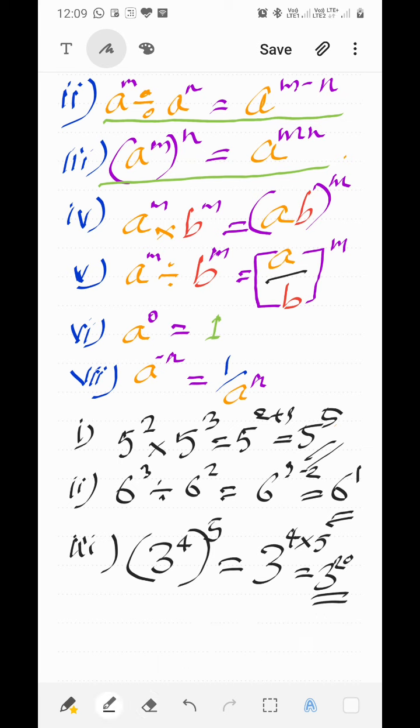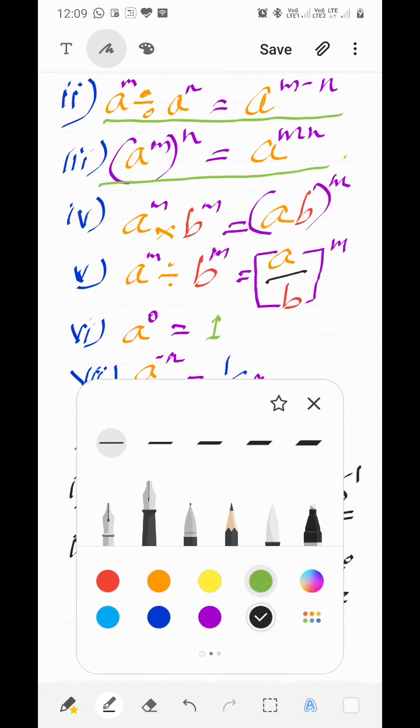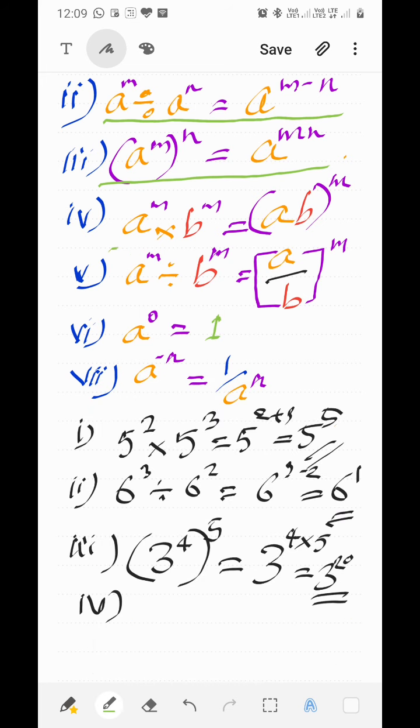So now we are going to the fourth one. Look at this. In the fourth one, different bases. A raised to m, b raised to m. Here actually the bases are different, but the exponents are the same. Here the exponent is the same, that is m. So here also m.